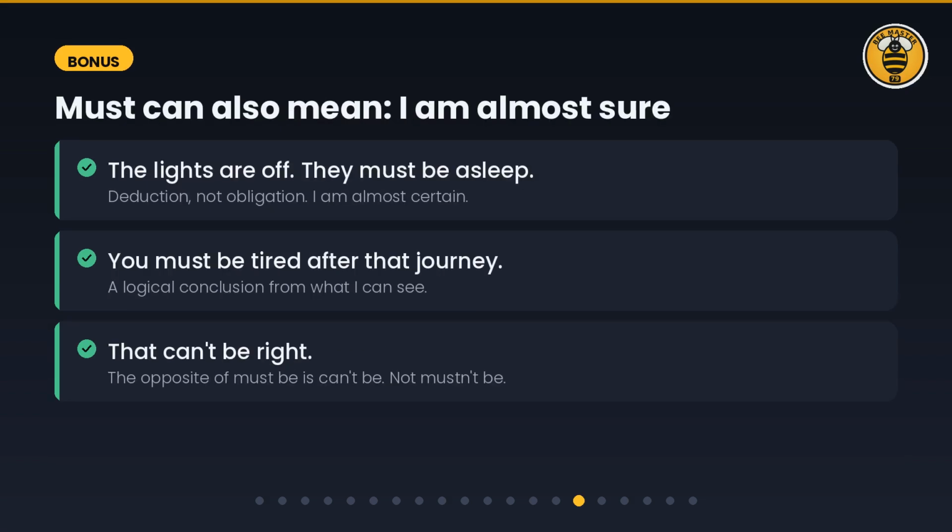One bonus meaning, because you will hear it constantly. Must can also express a logical conclusion when I'm almost certain about something. The lights are off. They must be asleep. That is not obligation. Nobody is ordering them to sleep. I am simply almost certain because of the evidence. You must be tired after that journey. And remember, the opposite of must be is can't be, not mustn't be. That can't be right.